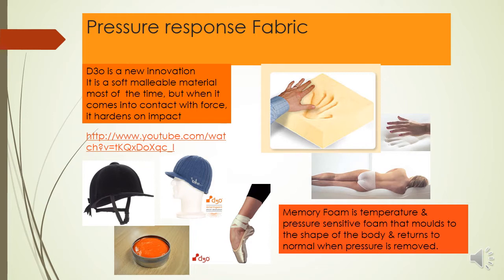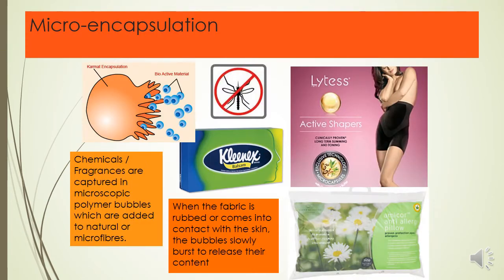So for instance, obviously horse riding hats there. Mattresses, memory foam would be a good example. Memory foam is temperature and pressure sensitive. It moulds to the shape of the body, and then when that person gets out of bed, it can return to its normal shape.